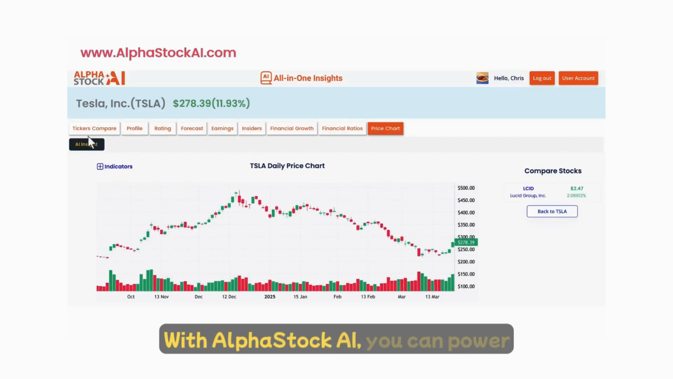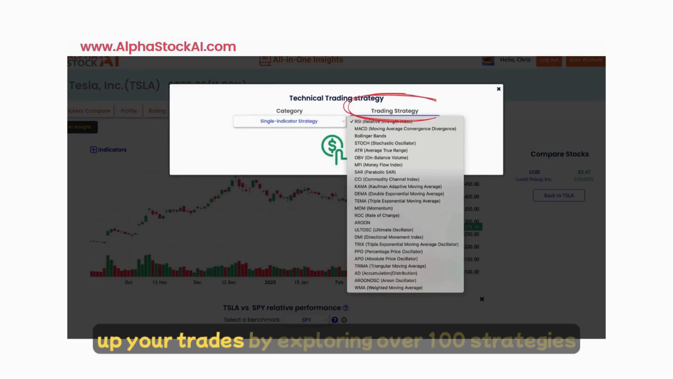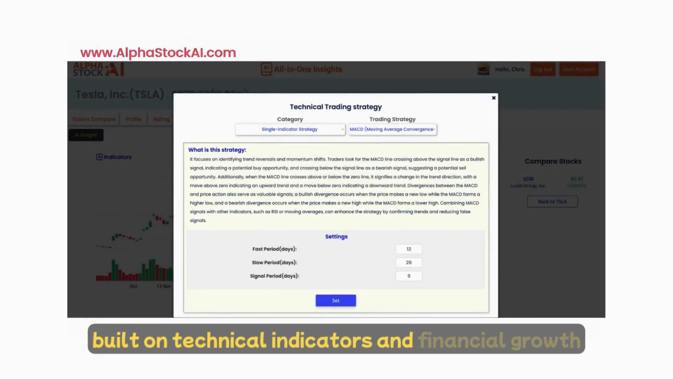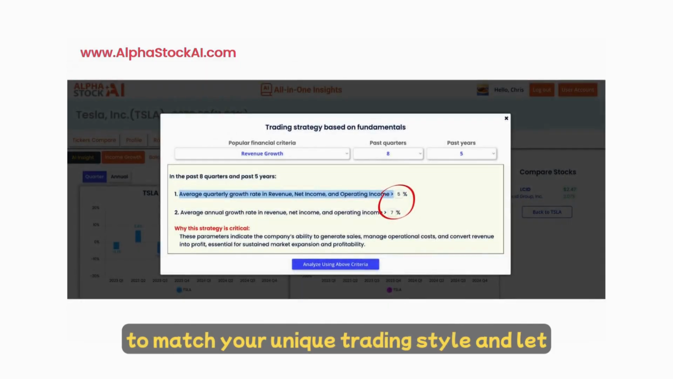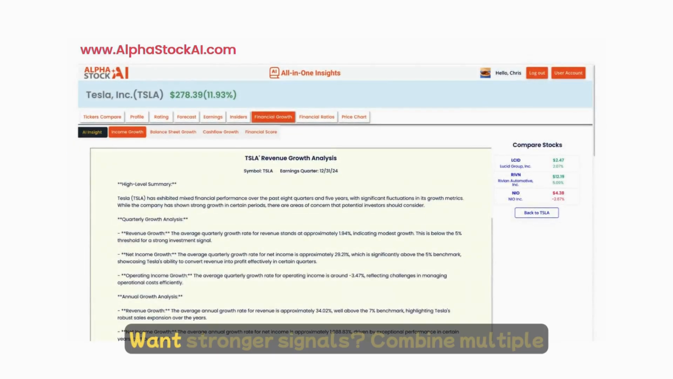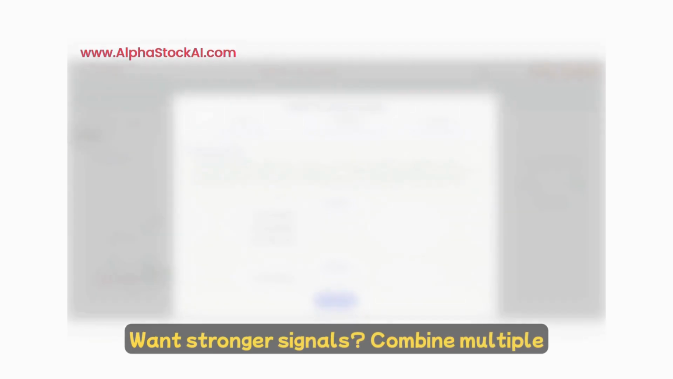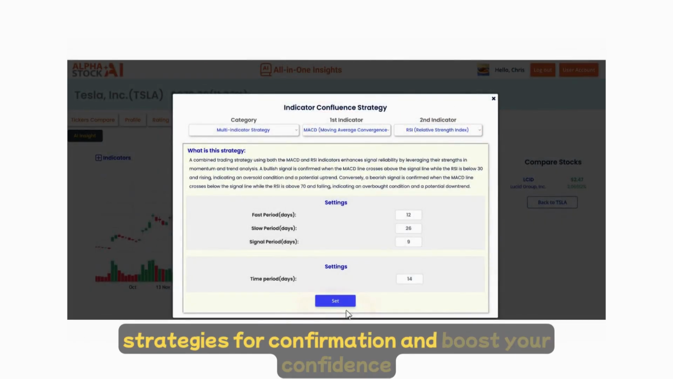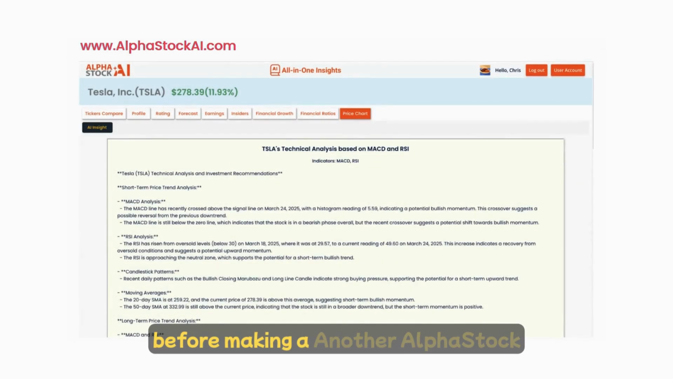With Alpha Stock AI, you can power up your trades by exploring over 100 strategies built on technical indicators and financial growth metrics. Customize any strategy to match your unique trading style and let AI generate in-depth analysis instantly. Want stronger signals? Combine multiple strategies for confirmation and boost your confidence before making a move.